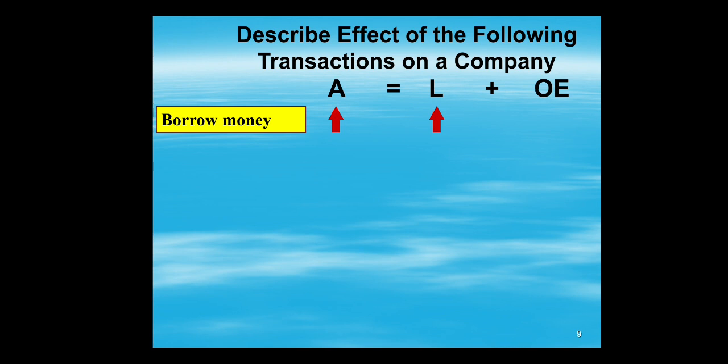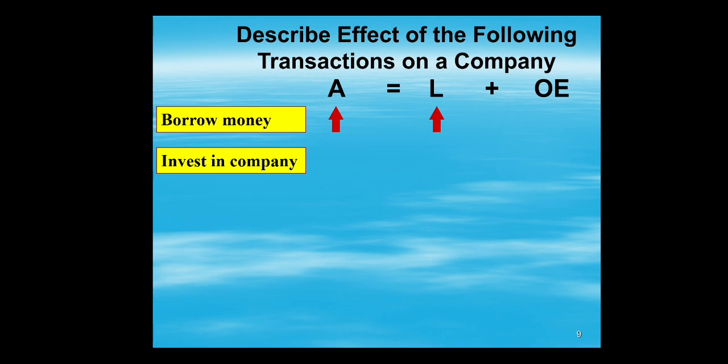The effect is always balanced. If the effect of the transaction is 5,000 on the left side of the equation, on the right side of the equation the effect is also 5,000. It is always equal. You can look at the equation: asset always equals liability plus equity. Okay, let's see the second example.